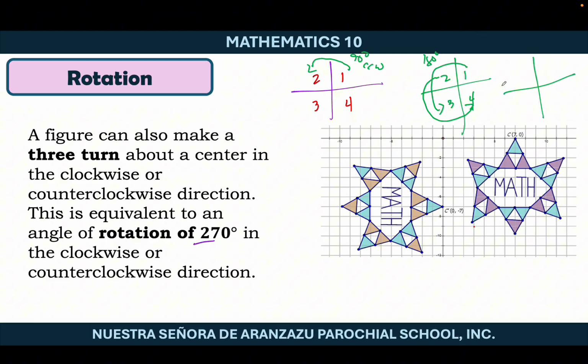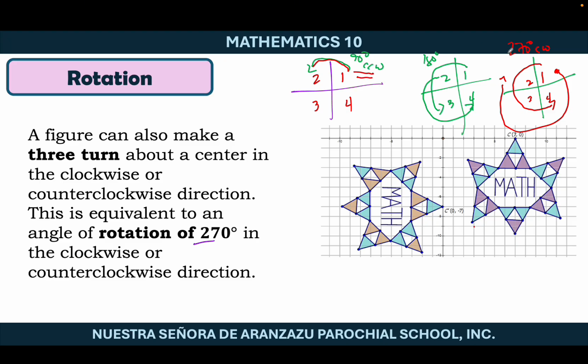Kapag 3-turn naman, okay, so let's say this is quadrant 1, quadrant 2, quadrant 3, quadrant 4. So, from quadrant 1, mapupunta siya sa quadrant 4. Okay? Then, from quadrant 1, kapag counterclockwise yun. Kapag clockwise naman, from quadrant 1, mapupunta sa quadrant 2. So, what have you observed this one? This is 270. From this point, mapupunta sa quadrant 2. So, this is 270 angle of rotation kapag clockwise. As you can see, from quadrant 1 to quadrant 2, itong 90 degrees, nag-isang step lang siya.